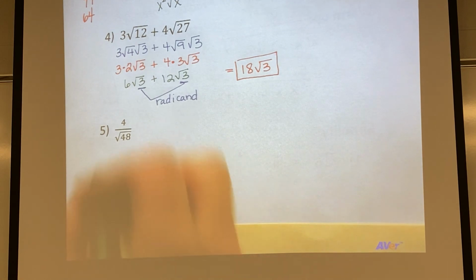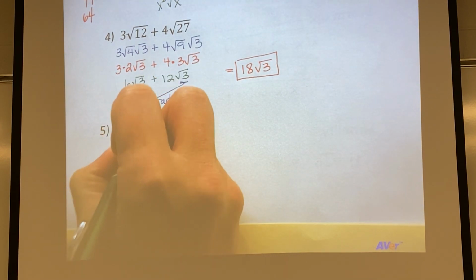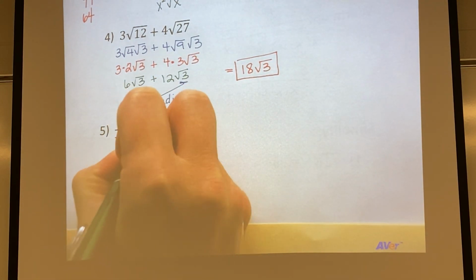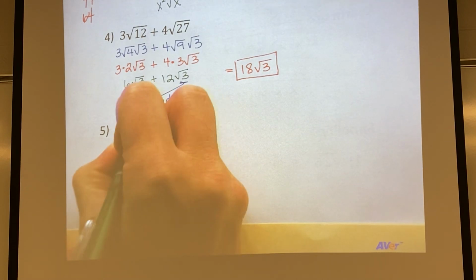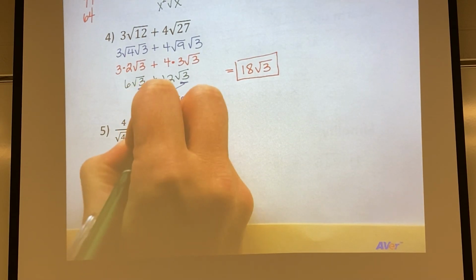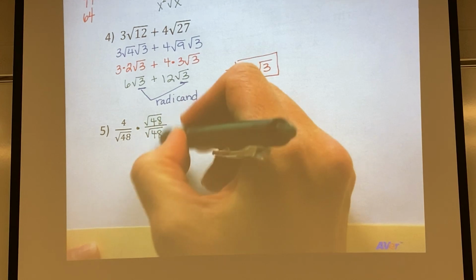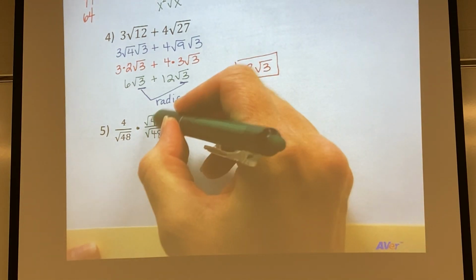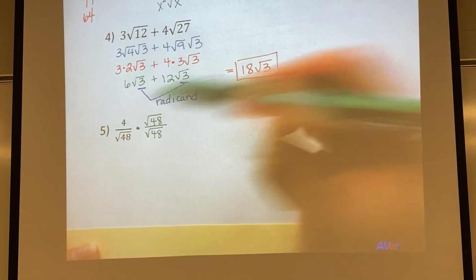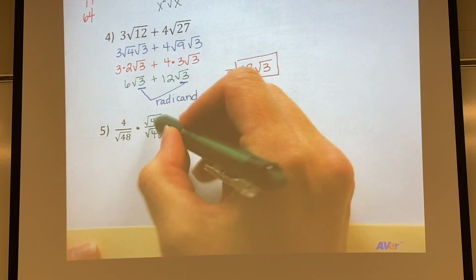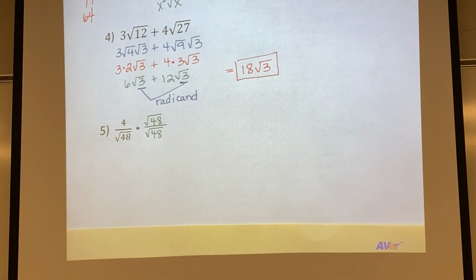Let's start with getting rid of the square root first. To get rid of the square root, you multiply top and bottom by the square root of 48. Notice if you multiply the top and bottom, when you have the same thing in numerator and denominator, it equals 1. So we're really just multiplying by 1. And multiplying by 1 doesn't change anything in a problem. So that's why it's okay to do that.